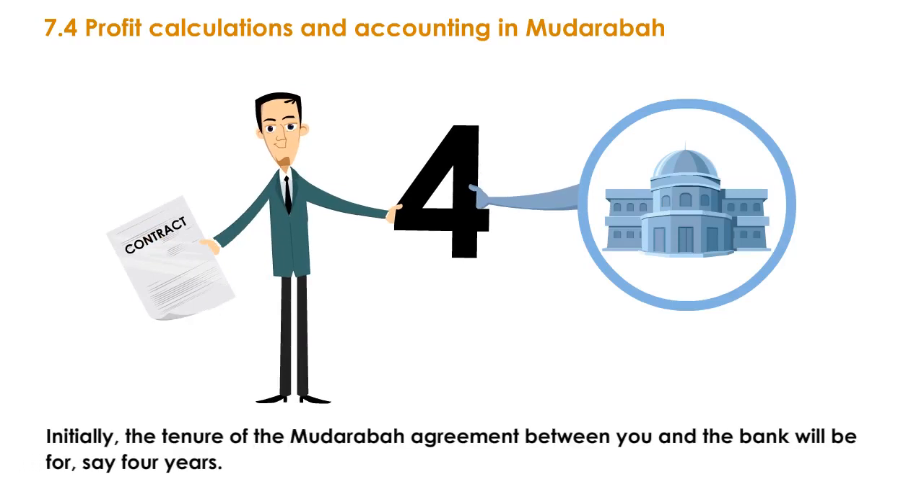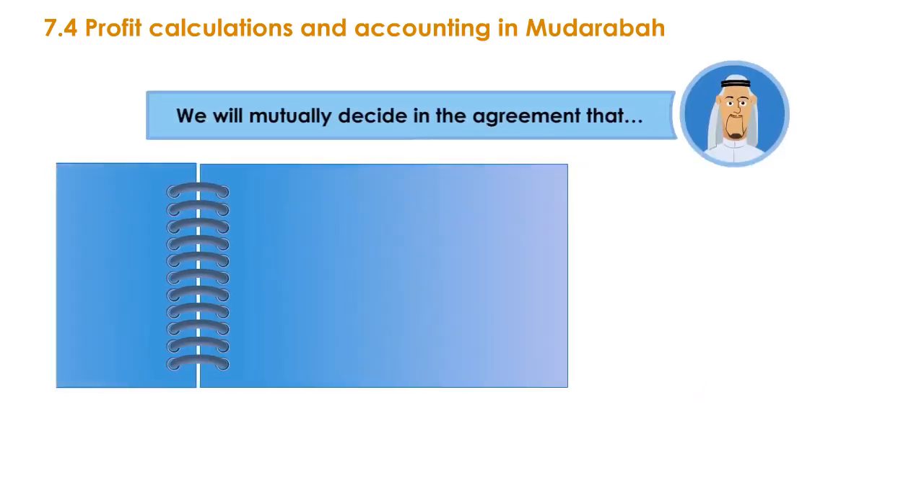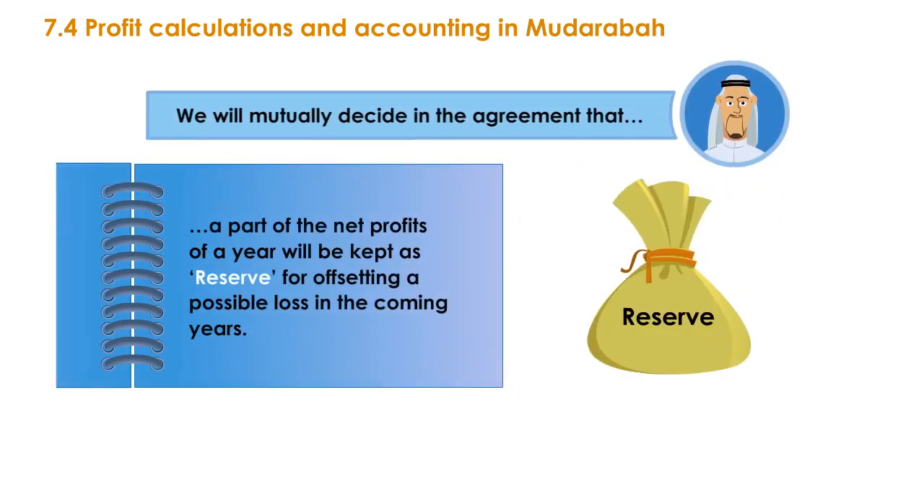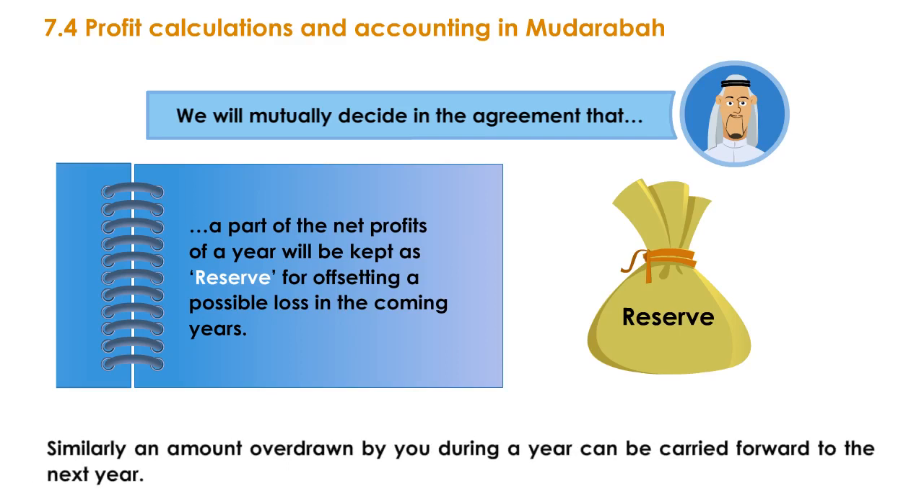Initially, the tenure of the Mudaraba agreement between you and the bank will be for, say, 4 years. We will mutually decide in the agreement that a part of the net profits of a year will be kept as reserve for offsetting a possible loss in the coming years. Similarly, an amount overdrawn by you during a year can be carried forward to the next year.